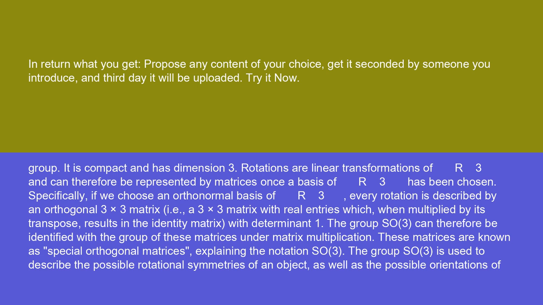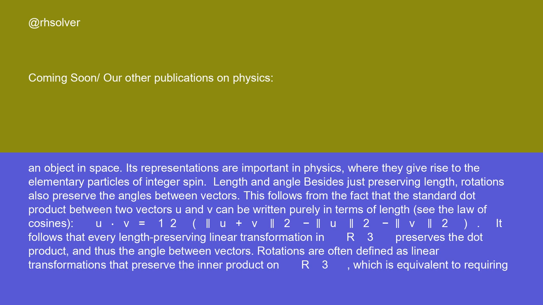The group SO(3) is used to describe the possible rotational symmetries of an object, as well as the possible orientations of an object in space. Its representations are important in physics, where they give rise to the elementary particles of integer spin.